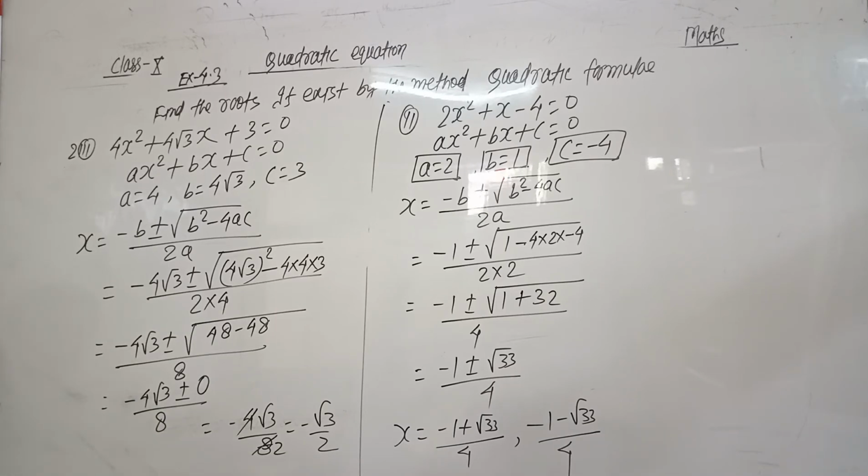For 4x square plus 4 root 3x plus 3 equals to 0, using b square minus 4ac upon 2a, we get minus root 3 by 2. The value of x is minus root 3 by 2.